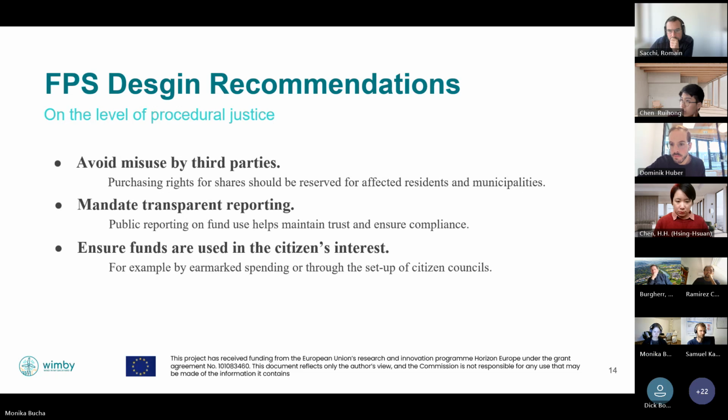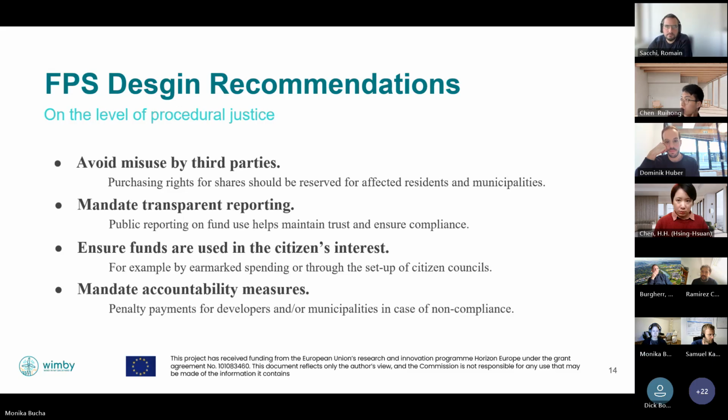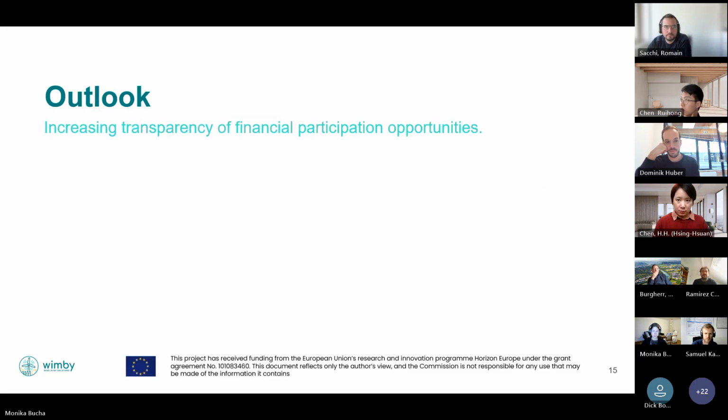And yeah, this is similar to the other one. It should be ensured that funds are used in the citizens' interests, for example, by earmarked spending or through the setup of citizen councils who decide how the money received should be spent.